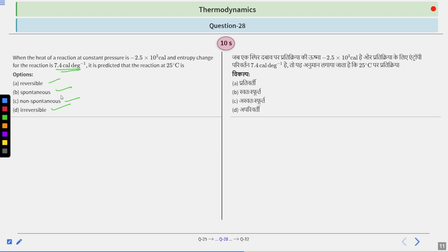The question is saying that the heat of reaction at constant pressure, meaning your QP, is given as minus 2.5 into 10 to the power 3 calorie, and the entropy change is also given. You have to see whether your reaction is spontaneous, non-spontaneous, reversible or irreversible. How will you see it? You will simply calculate delta G, because we know the spontaneity relation with delta G. Once you find delta G, you can easily get your answer. You have 10 seconds to solve this question. Your time starts now.